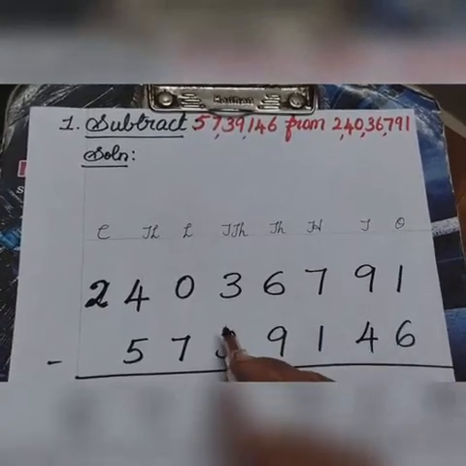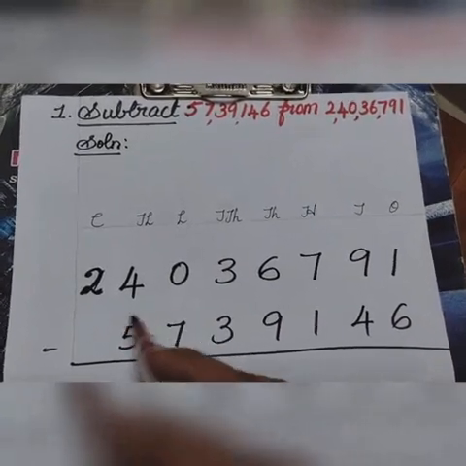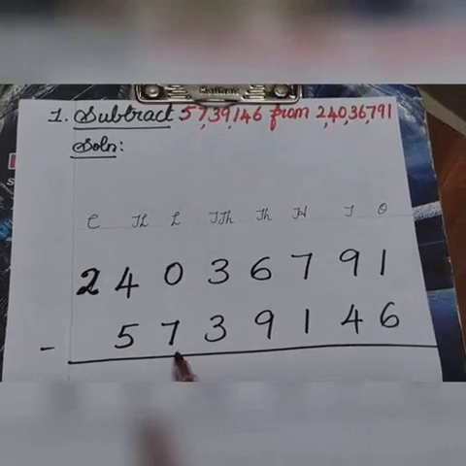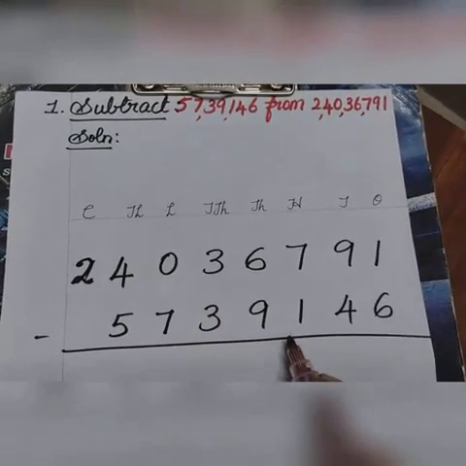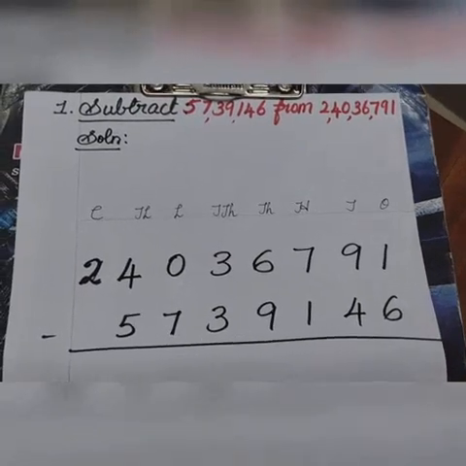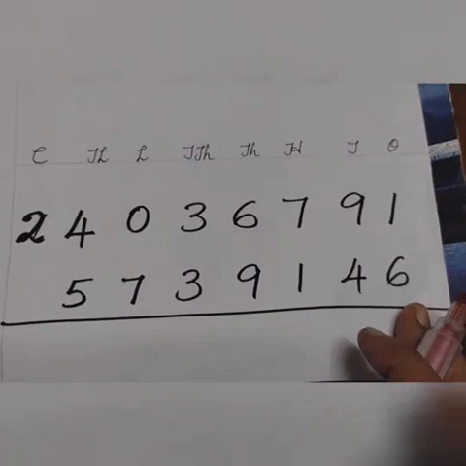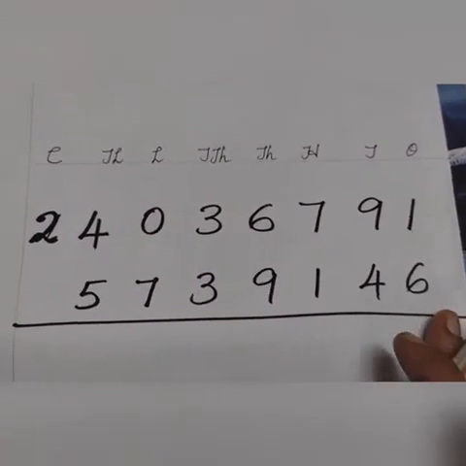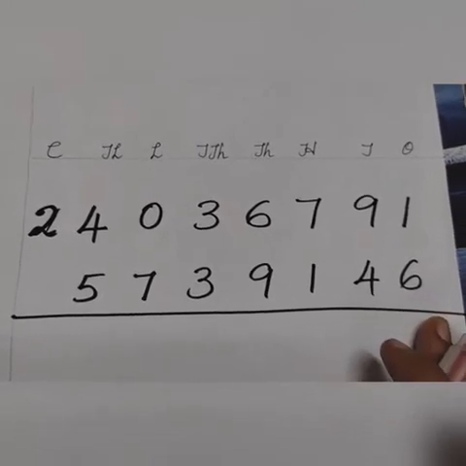Here which is the minuend and which is the subtrahend? Yes, the first number is the minuend and the second number, the number which is subtracted, is called the subtrahend. Here we are going to subtract from the ones place. We always start from the right side, from the ones place.